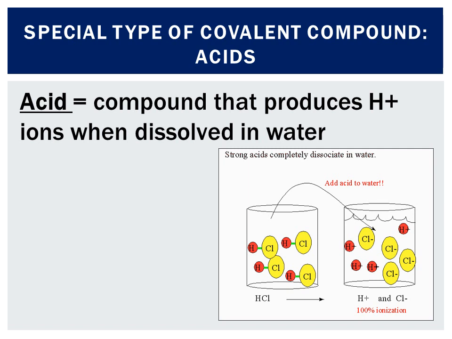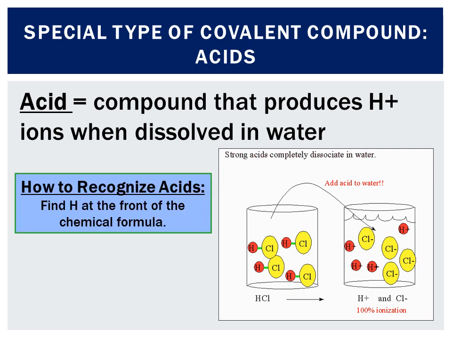All right, so acids. Acids are compounds that produce a hydrogen ion when they're dissolved in water. This will become much more important towards the end of the semester, but for now you just need to know how to name them. Recognize them by finding the H at the front of the formula, hydrogen being the cation in all acids. Some examples you see listed here: H2SO4, sulfuric acid, HCl, hydrochloric acid, HNO3, nitric acid, HBr, hydrobromic acid.